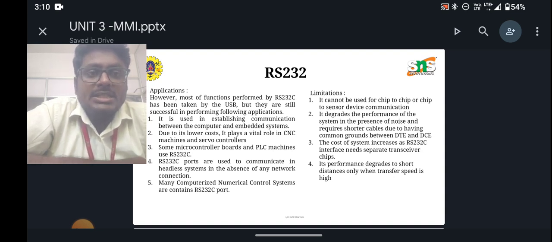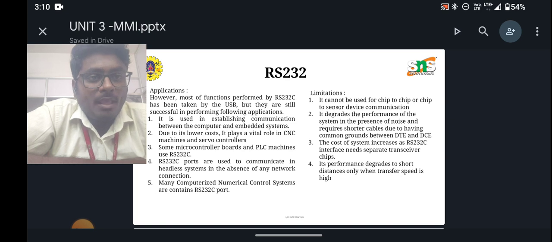The limitations are that it cannot be used for chip-to-chip or chip-to-sensor device communication. It degrades the performance of the system in the presence of noise and requires shorter cables due to having common grounds between DTE and DCE. The cost of the system increases as the RS232C interface needs separate transceiver chips. Its performance degrades over short distances only when transfer speed is high.